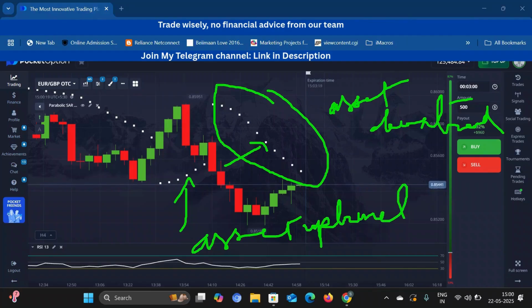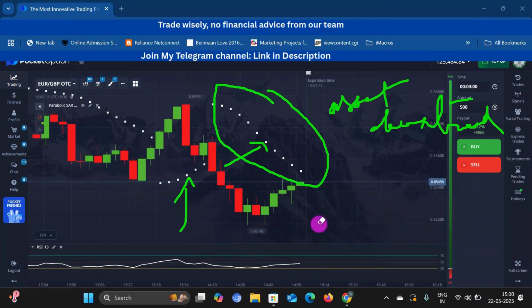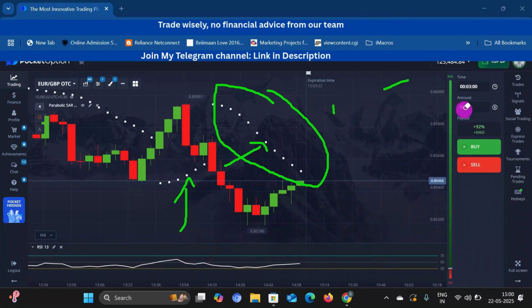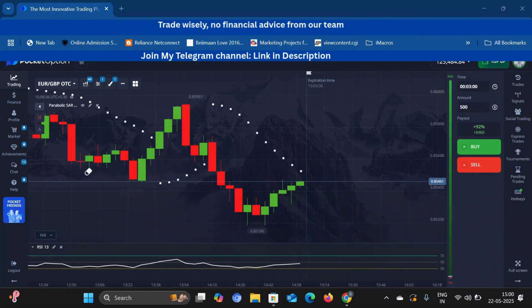One more thing you need to pay attention to is the length of the dots, the distance between the price and the dots. Let me erase this first, okay? So whenever there is a large distance between the price and the dots, which in this context represent the indicator points on the chart, such as those from the Parabolic SAR, you can observe this situation here. If you look closely at this area, you will notice that the distance between the price and the dots is quite significant, much larger than in other sections.